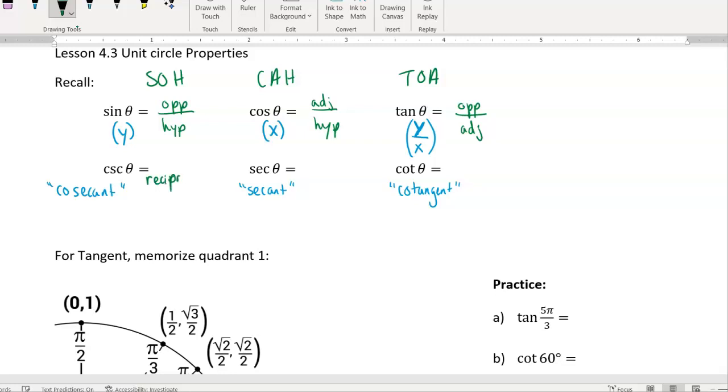Reciprocal. So reciprocal is spelled R-E-C-I-P-R-O-C-A-L. Reciprocal of the sine. And this is going to be reciprocal of the cosine. And this is going to be the reciprocal of the tangent.